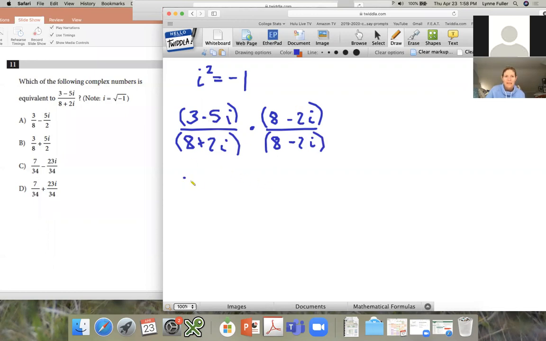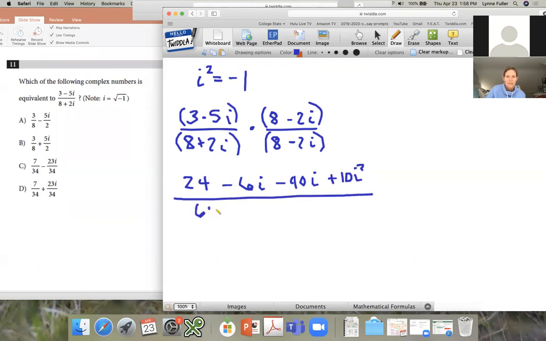So 3 times 8 is 24. 3 times -2i is -6i. -5i times 8 is -40i. -5i times -2i is positive 10i squared. Okay. All over 8 times 8, which is 64, minus 16i plus 16i minus 4i squared.